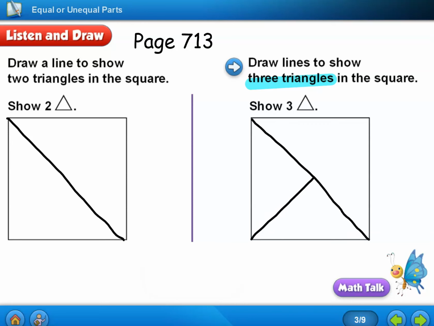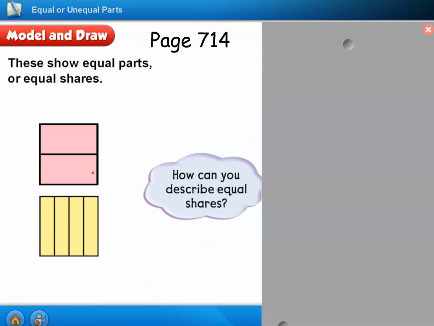All right, next page. Page 714. Model and draw. This square shows equal parts or equal shares. In each square, the parts show equal share of the square. They have the same size.